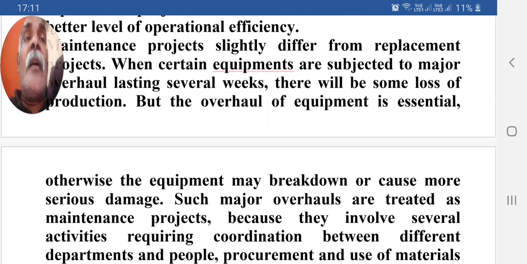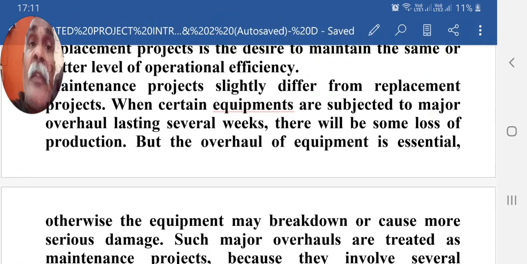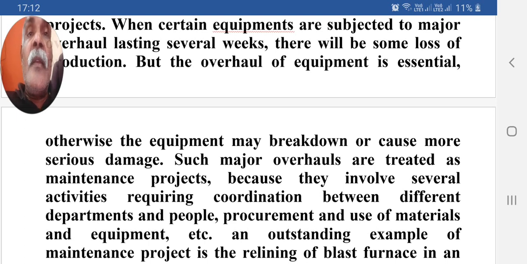A maintenance project is slightly different from replacement projects. When certain equipments are subject to major overhaul lasting several weeks, there will be some loss of production because it takes several weeks for a major overhaul. So in this period, maybe there is some loss of production, but the overhaul of equipment is essential, mandatory. Otherwise, the equipment may break down or cause some serious damage. Such major overhauls are treated as maintenance projects because they involve several activities requiring coordination between different departments and people, and procurement and use of materials and equipments.